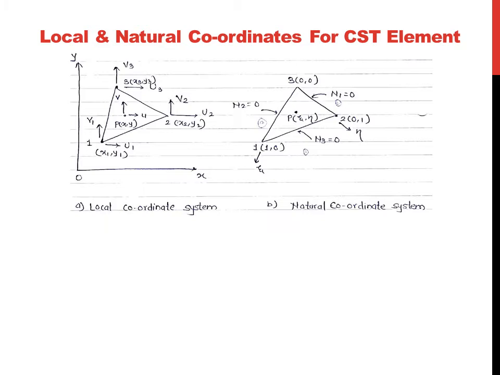While in figure B, the natural coordinate system for the CST element, at node 1 the natural coordinates are 1 and 0, which represent zeta, at node 2 they are 0 and 1, which represent eta, and at node 3 they are 0 and 0.